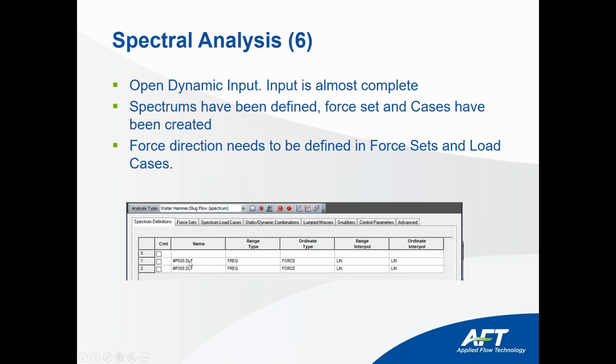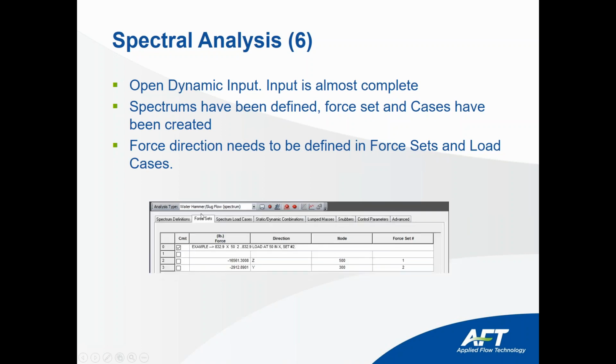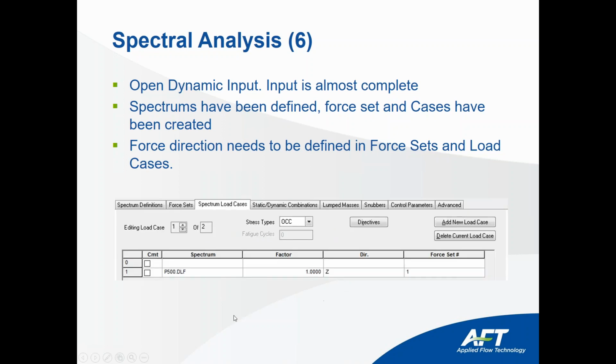So here's the DLF curve for node 500 and node 300. Frequency, forces, all of this is created for you. Also, in the force sets, it's also created for you. The magnitude is also imported, but as I said, you have to correct this. Like in the horizontal, you have to put the Z direction, and in the vertical, you have to put the Y direction, which corresponds to node 300 and node 500.